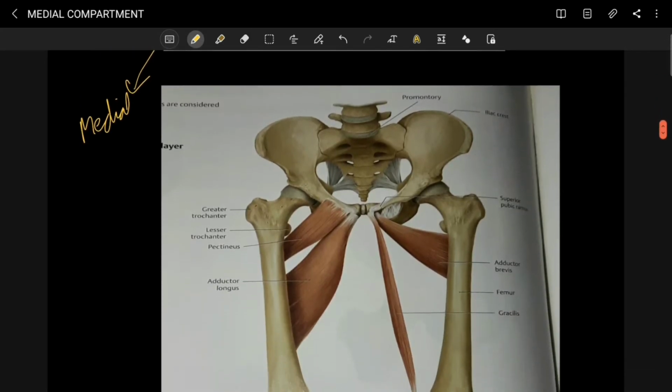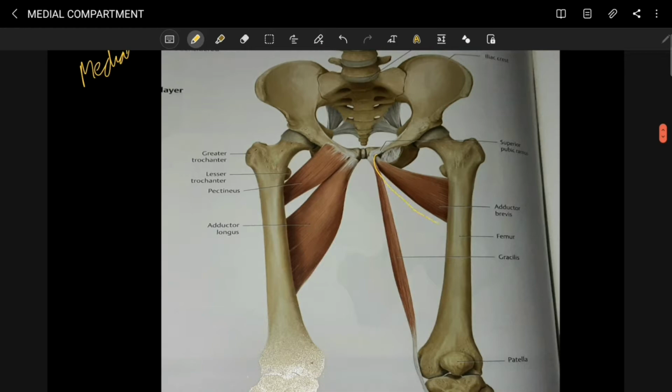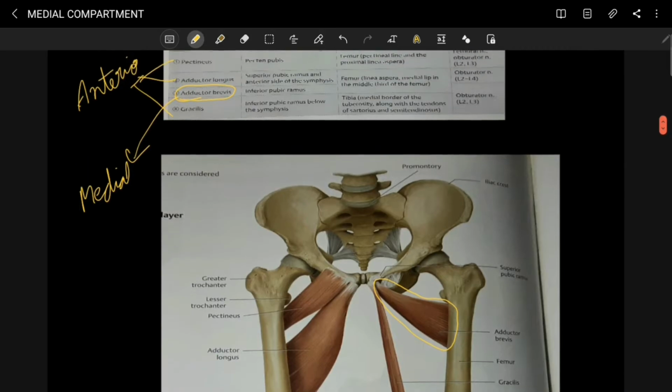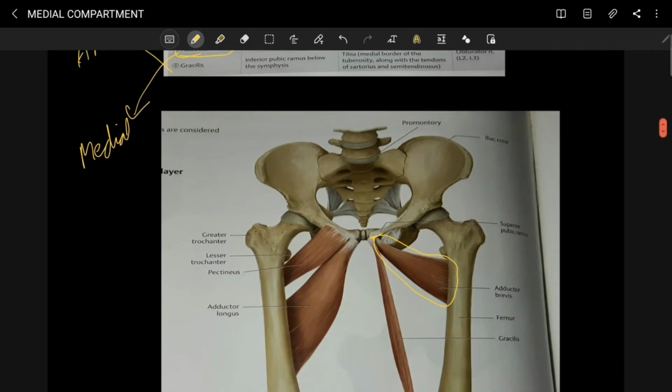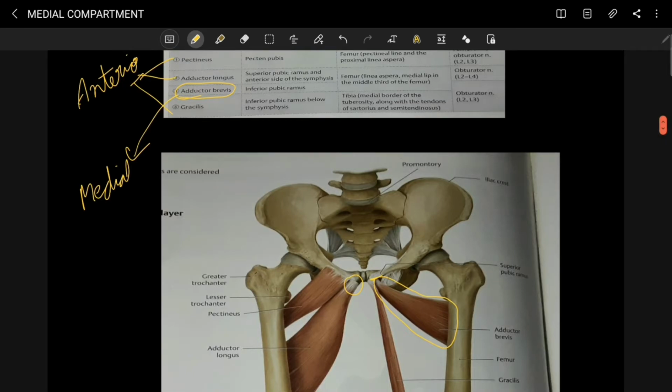So adductor brevis, this muscle here. Adductor brevis, its origin again is pretty similar. Inferior pubic ramus, it's again below the adductor longus, so it's got to originate below adductor longus, right? Adductor longus originates at the superior pubic ramus. Adductor brevis is below adductor longus, so it has got to originate at the inferior pubic ramus. Just connect the dots here.